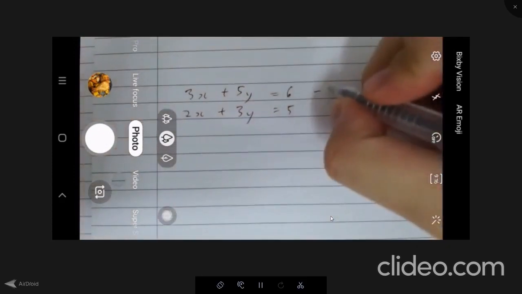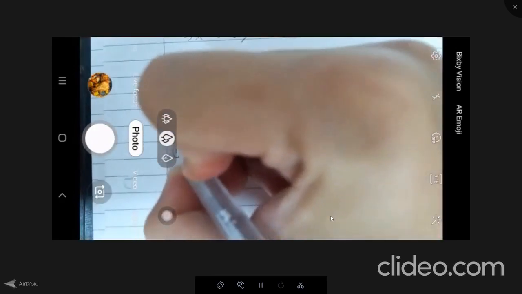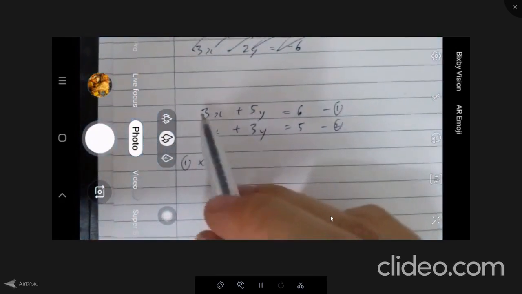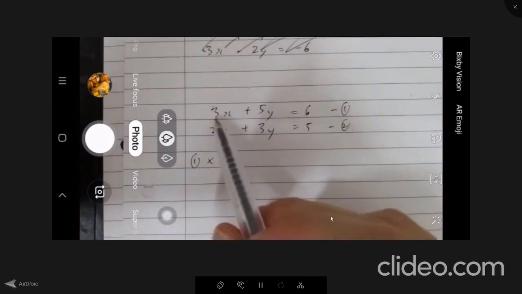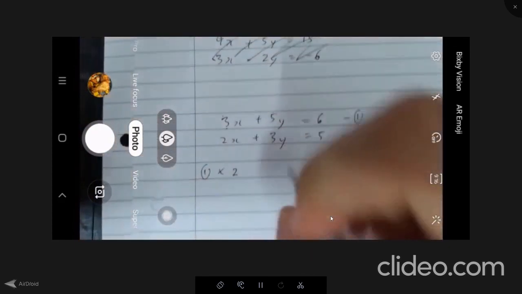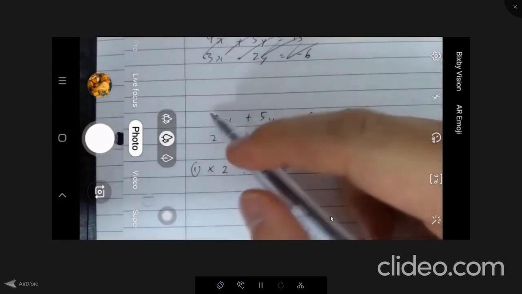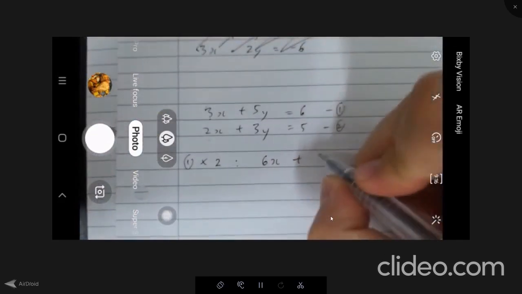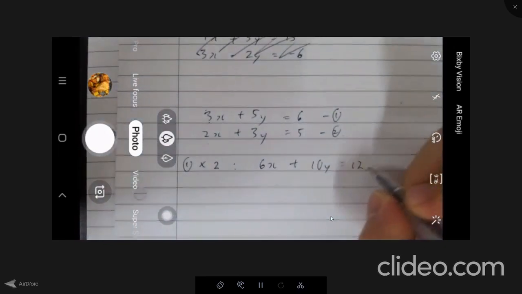For example, equation 1 and equation 2. Equation 1 is 3x, equation 2 is 2x. So equation 1, I times 2. So what do I get? I get 6x, 3x times 2 is 6x, plus 5y times 2, 10y, equals 12.